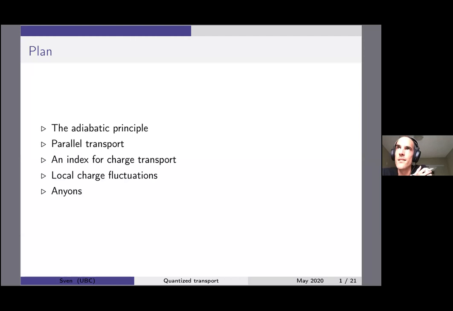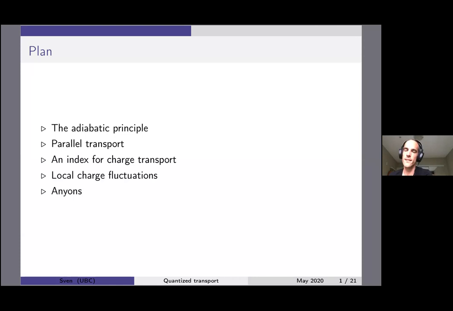You can make it into a theorem in various situations, and I will also explain one. But it's also a general principle that is also very intuitive, a notion which goes with it. So the adiabatic principle comes with a geometric picture and a notion of parallel transport.